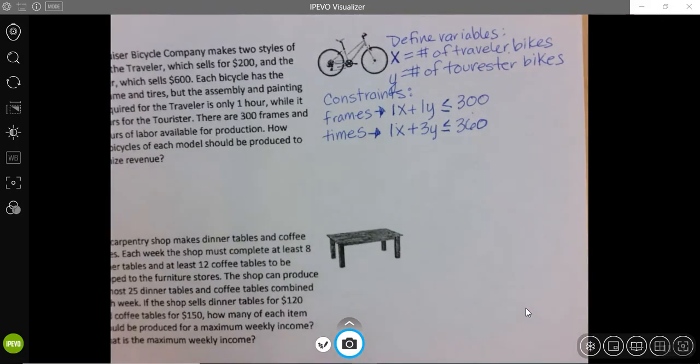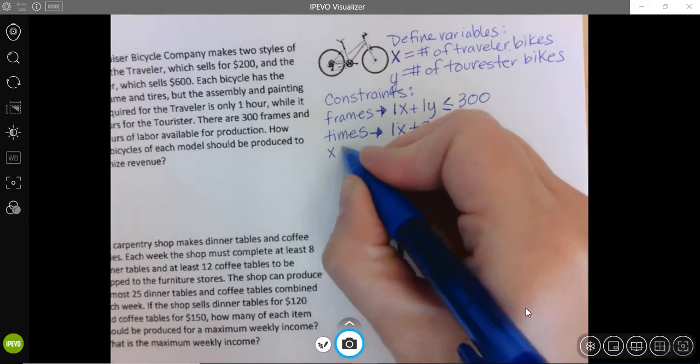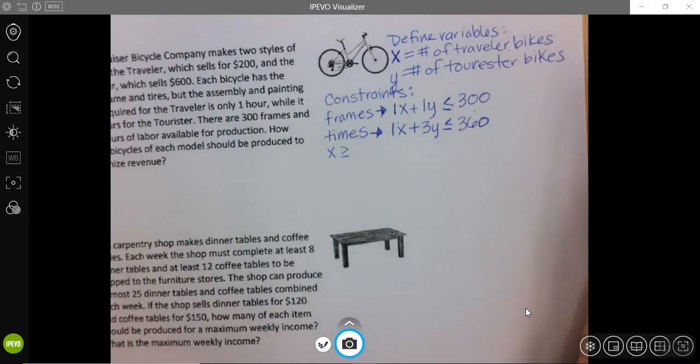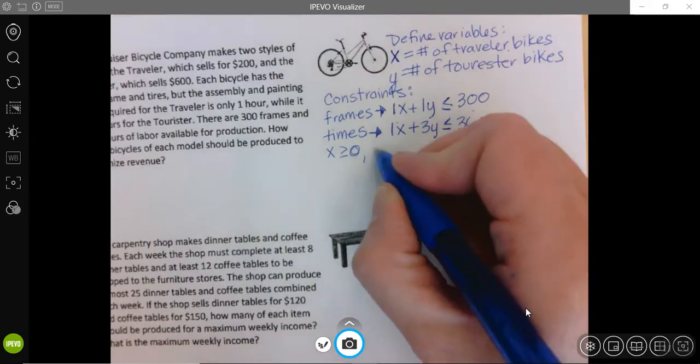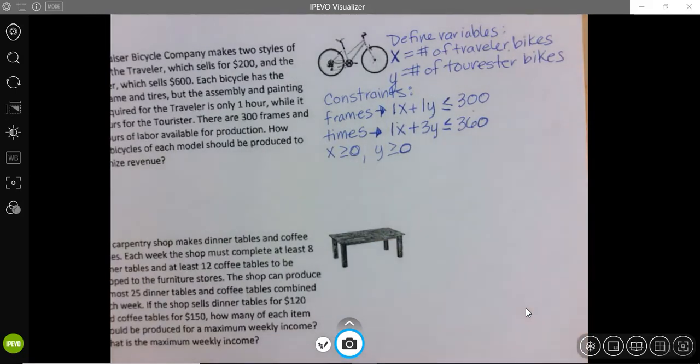Okay, so those constraints came from the words. Last class we also used some other constraints because you couldn't have negative items. Like in this one we can't have any negative bikes. So the number of traveler bikes has to be greater than or equal to, anybody remember? 0, because you can't have negative bikes. And also the number of tourister bikes has to be greater than or equal to 0. So those are the constraints.